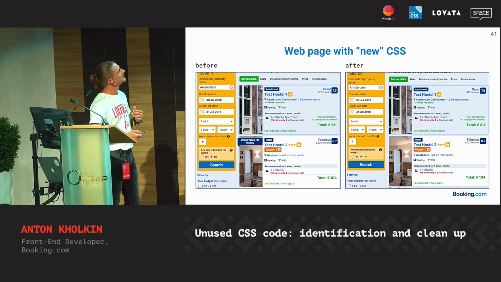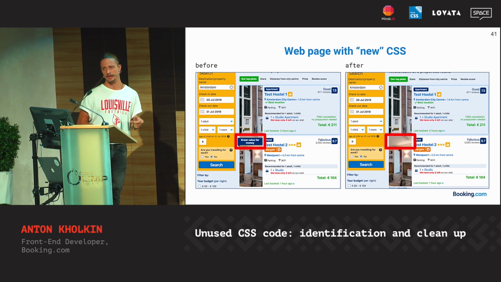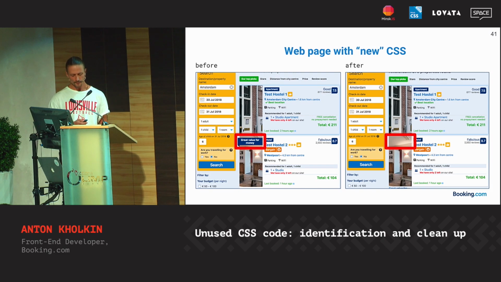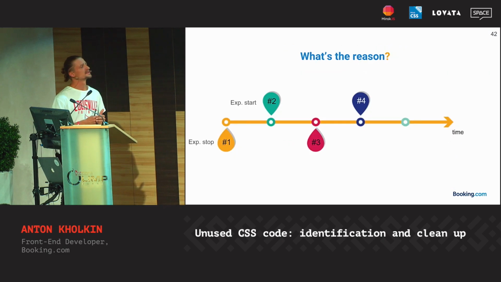However, if you take a look in more detail, there is indeed some degradation. So this label on the hotel card is gone. And we started to investigate what was the reason. And the reason might be explained within this timeline.